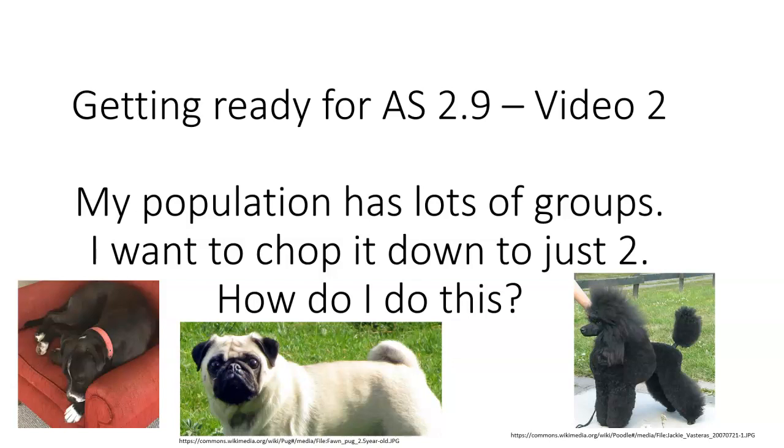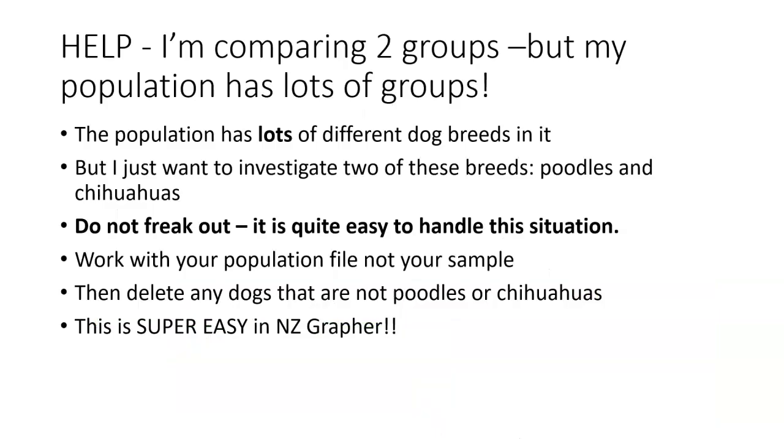Kia ora koutou. In this video, I'm going to show you how I can reduce my population down to just the two groups that I'm interested in for my comparative investigation question. It turns out this is really easy to do in NZGrapher, but you have to be really careful that you understand what you're doing, because we're still working at this level with the population, and then we have to go and do our random sample.